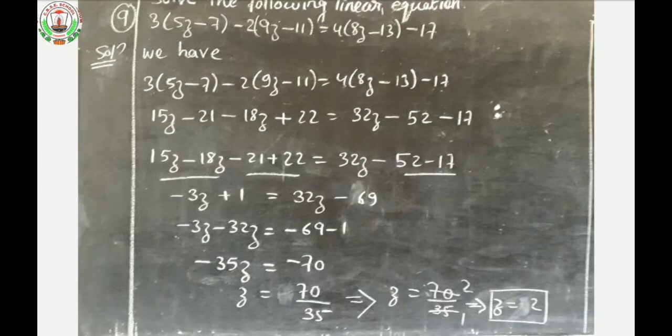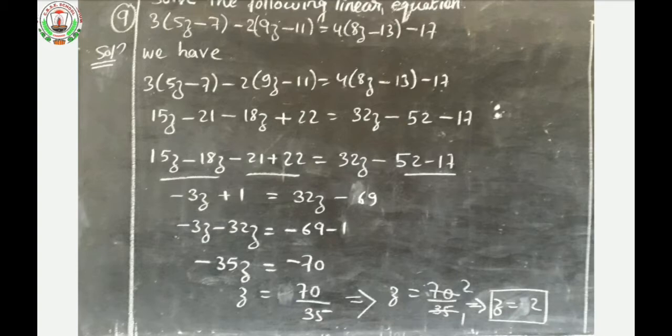Now we have to make the pairs of like terms. Okay, then 15z minus 18z is a like term. Then another pair of constant terms is minus 21 plus 22, is equal to 32z. Here the variable z does not have any pair, so it will remain as it is. Now the next pair will be for the constant terms, that is 52 minus 17.